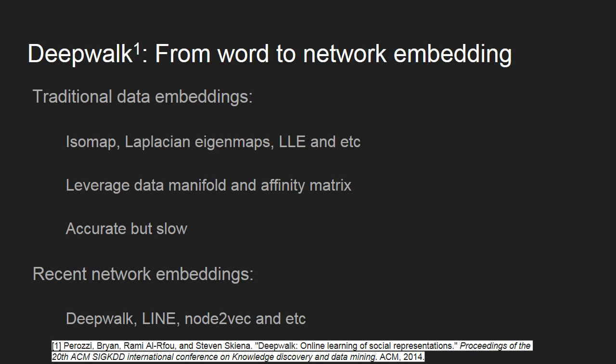These methods often include classification, clustering, and regression, and we just list some of them here. Isomap, Laplacian eigenmaps, LLE, kinds of these things. They all leverage data manifold, which is accurate enough, but becomes so slow and not so efficient.